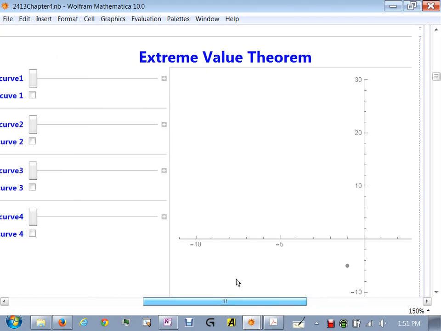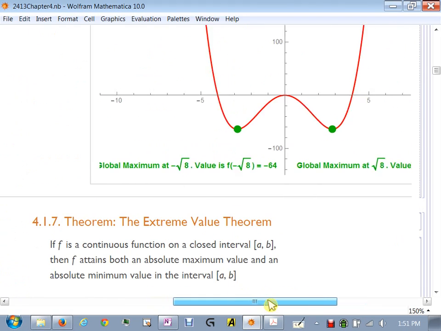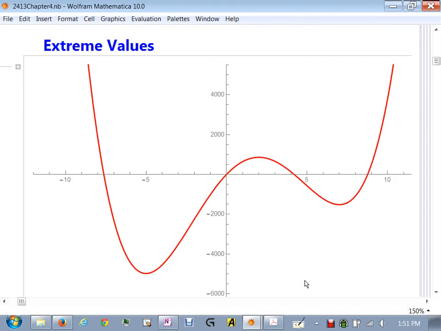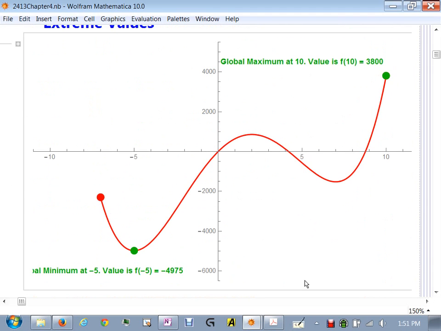Is it enough to just look at the inside, or should we possibly look somewhere else? Where? The ends. Couldn't it happen at the ends? Look at this example here. I have a lowest, I have a highest, but they don't happen inside where the derivative is 0, do they? They happen at the endpoints.